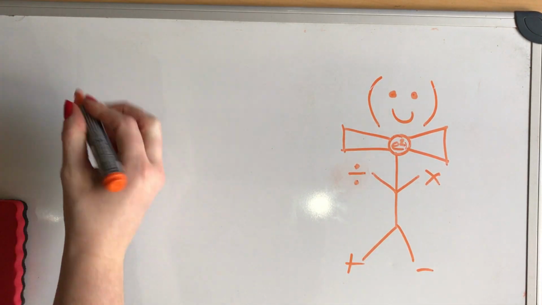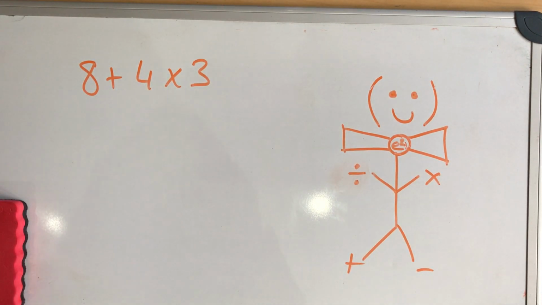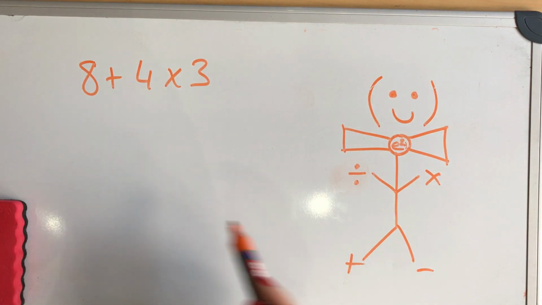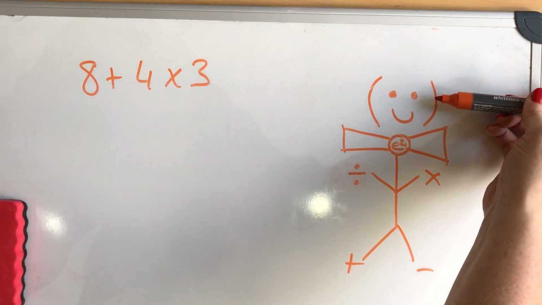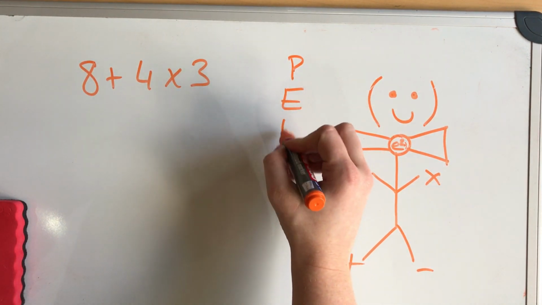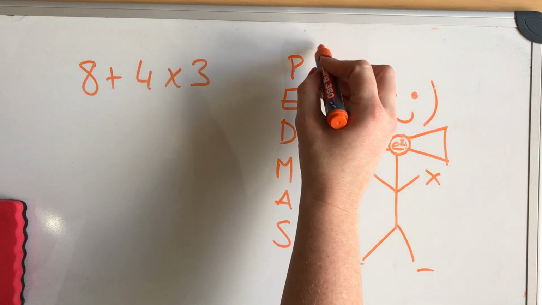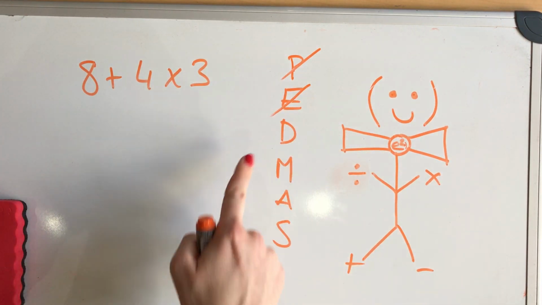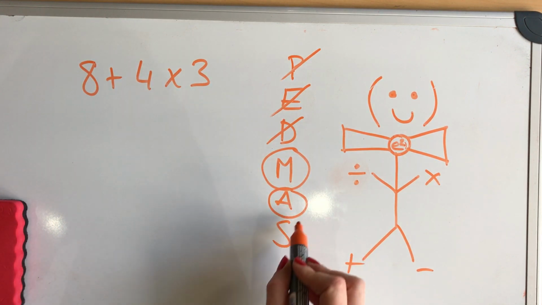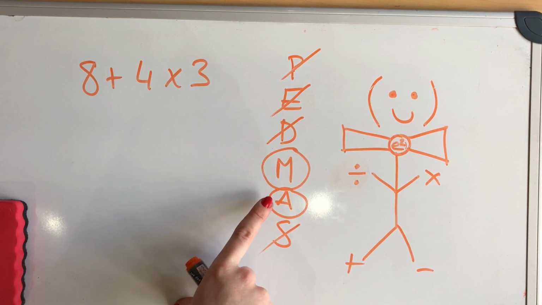So let's say I've got 8 plus 4 multiplied by 3. I need to look at what operations do I have? Well, I've got addition and I've got multiplication. So I need to go down. Do I have any brackets? No. So actually I'm going to do my PEDMAS. Do I have any parentheses? No. Do I have any exponents? No. Do I have any division? No. I have multiplication, I have addition, but I don't have any subtraction. So that tells me I need to do my multiplication first and then my addition.